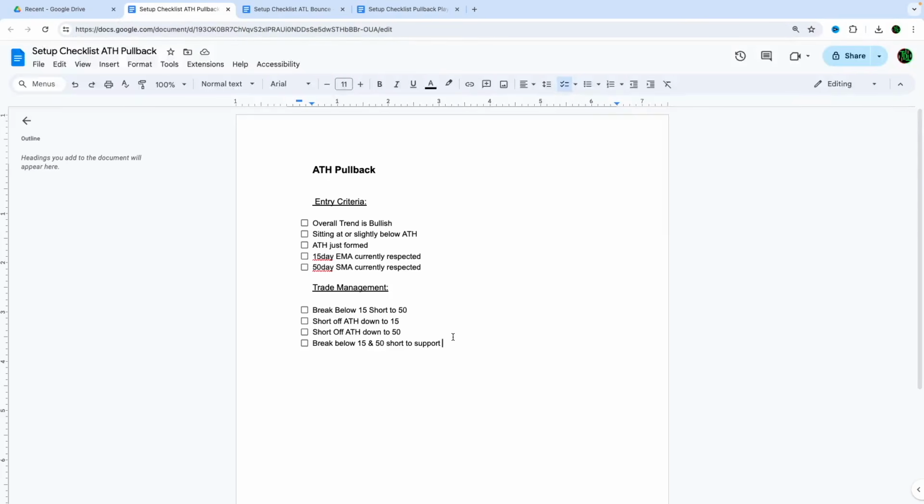Okay, all the charts are going to tell different stories, so just know that there's going to be one of these 4 trade management criteria to manage this trade. Okay, one of these 4. Okay, all right, moving on.